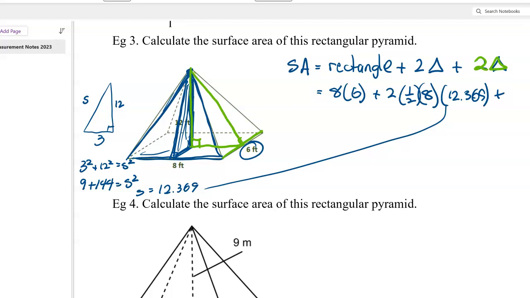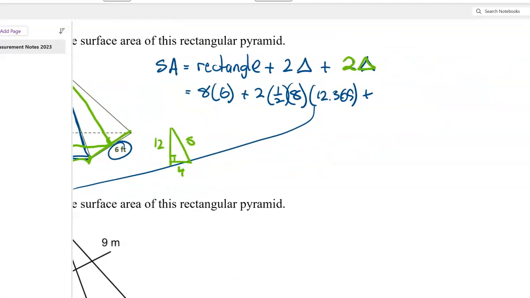So if I do that, I know this is 12. This will be 4 because it's half of 8. It's from here to here. And then that gives me a new slant height. Again, I'm going to use Pythagoras. And so I'm going to have 2 times 1/2 times the base, which is 6. And if I use Pythagoras, I end up with 12.649, I think it is. Can't read my own writing.